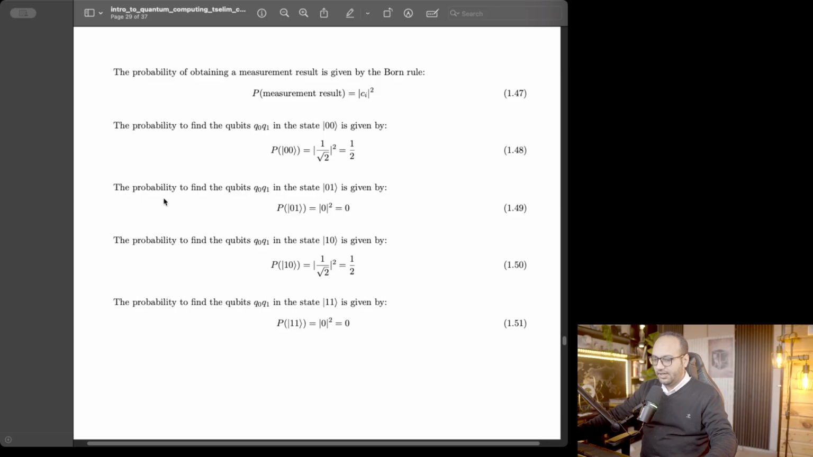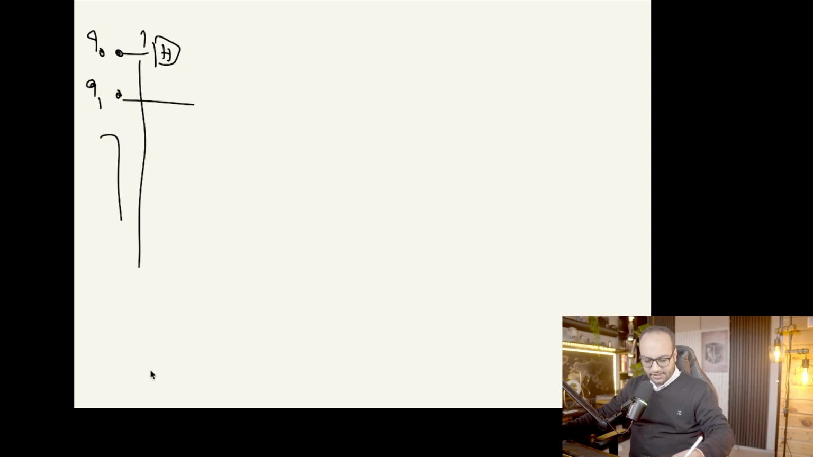The probability to find the 2 qubits in the state 0, 1 is 0 because we have nothing there. The probability to find the qubits q0, q1 in ket 1, 0 is half. And the probability to find both of them in 1, 1 is 0. So this only happens after the Hadamard gate. If we have the 2 qubits here, I have a Hadamard. This is my state vector, 1, 0, 0, 0. And this is after applying the Hadamard, I have 0, 0.